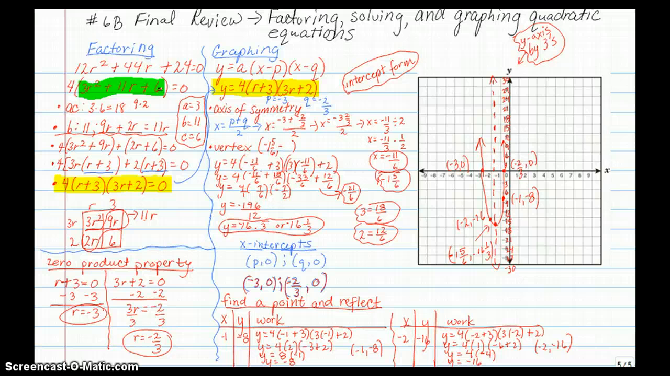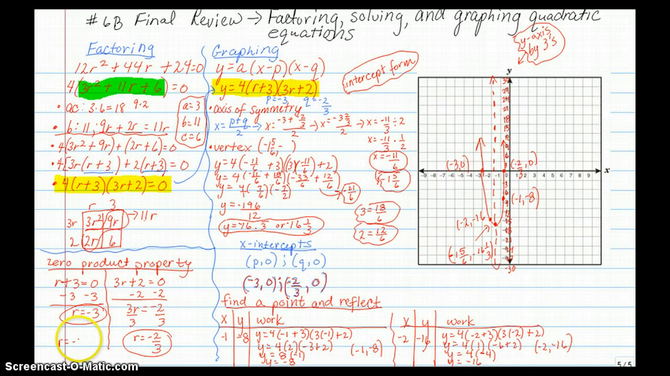In this case, our r's will equal. And so for r plus 3, we would have known negative 3, because negative 3 plus 3 is 0. This is the zero product property. And for 3r plus 2, it's not quite as easy to know what the value of r will be to give you 0. So it is helpful to use the zero product property. 3r plus 2 equals 0. Subtract 2 from both sides. We're left with 3r equaling negative 2. Divide both sides by 3. And you're left with r equaling negative 2/3.